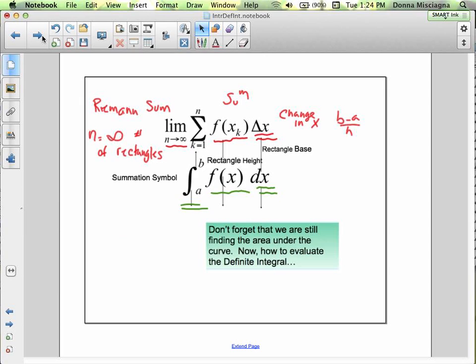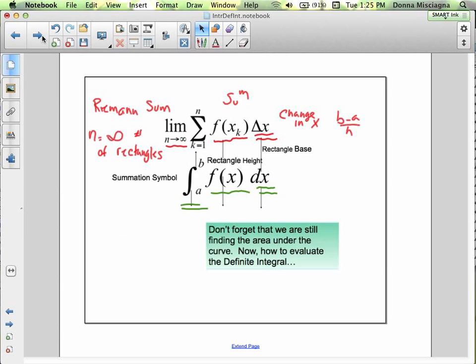Let's compare that to a Riemann sum. Before, we were working with Riemann sums, but we weren't dealing with the limit. So if we sum up the Riemann sum, the f of x_k there are all the rectangle heights. And we multiply that times the change in base, the change in x. And change in x is the difference in the end value and the starting value divided by the number of subintervals. We use that to approximate the area under the curve.